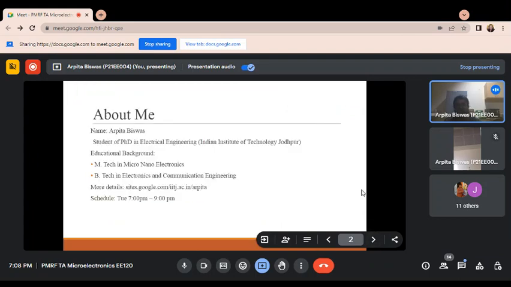So this is the basic introduction about me. I'm Arpita Biswas, and I did my BTech from West Bengal University of Technology, Kolkata, and I did my MTech from IIT Jabalpur in Microelectronics, and recently I'm pursuing my PhD from IIT Jodhpur in electronics, and I'm working on the biosensor, 2D material based chemi-resistive biosensor.